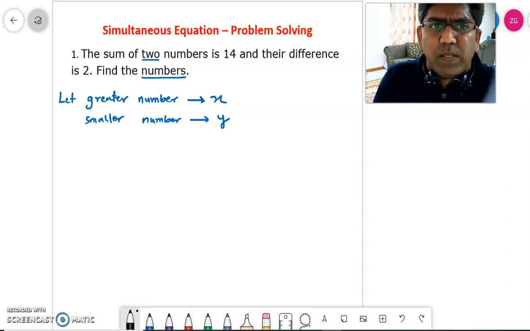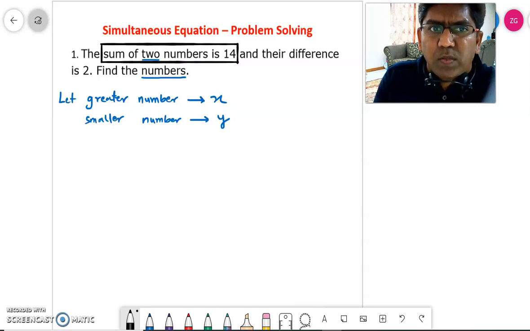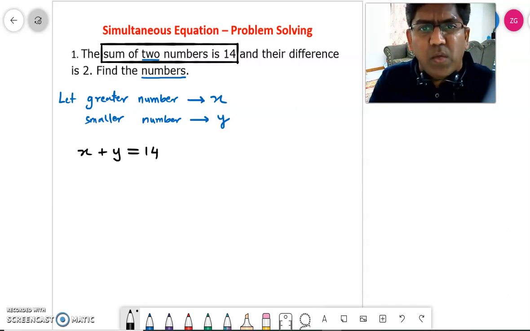So let's read the first sentence. The sum of the two numbers is 14. It means when you add both the first and the second one, the total is 14. So x and y, when you add both, it gives me a total of 14. So based on the first condition, we have framed the first equation.